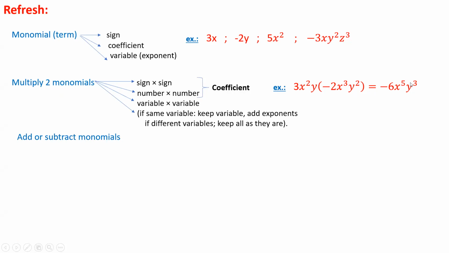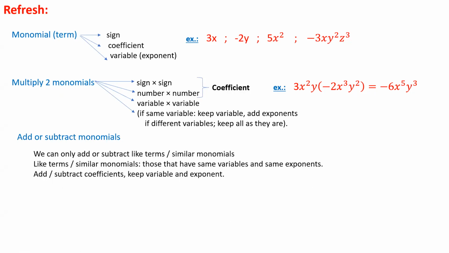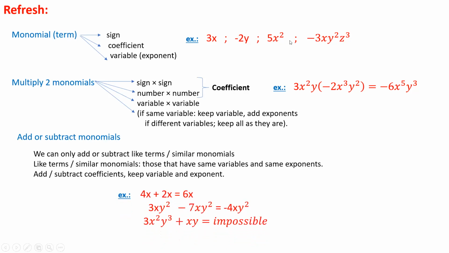The third rule: how we add or subtract monomials. We can only add or subtract like terms or similar monomials, those that have the same variables and same exponents. We add or subtract the coefficients, and we keep the variable and the exponent. As an example, 4x plus 2x. These are like terms, so we can add them. So we say 4 plus 2 is 6, and we keep the variable x as it is.